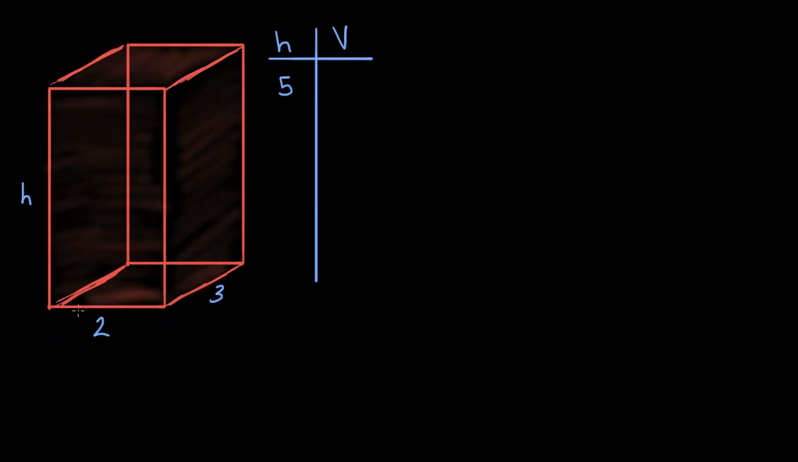Well, the volume is just going to be the base times height times depth. Or you could say it's going to be the area of this square, so it's the width times the depth, which is 6, times the height. So that would be 2 times 3 times 5, which is equal to 6 times 5, which is equal to 30 cubic units. We're assuming that these are given in some units, so this would be the units cubed.